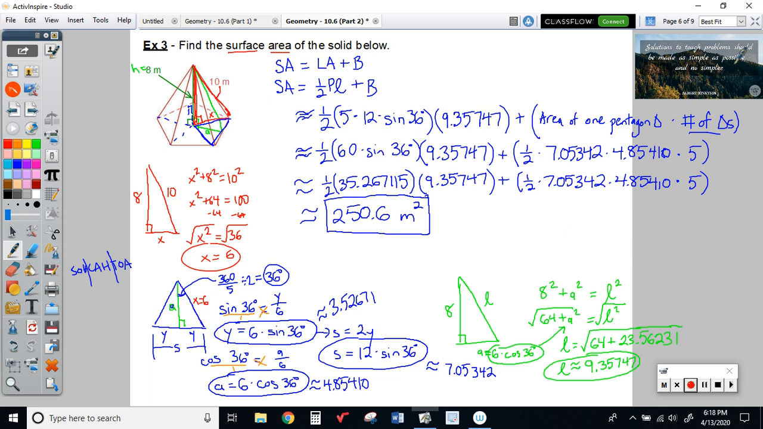Solutions to tough problems should be made as simple as possible and no simpler. I don't see a simpler way to do this one. I don't think you'll see one this hard on the test. This one was meant to be a challenging one just in the notes, though, to see if you could put everything together on this one with me.